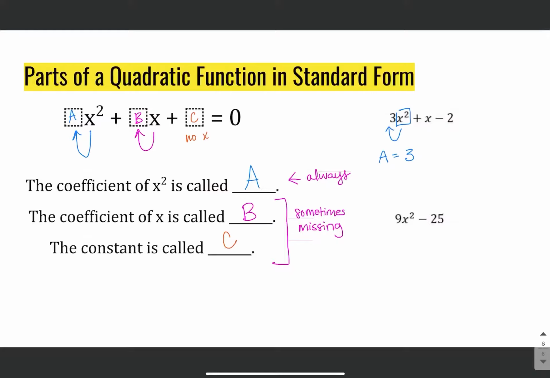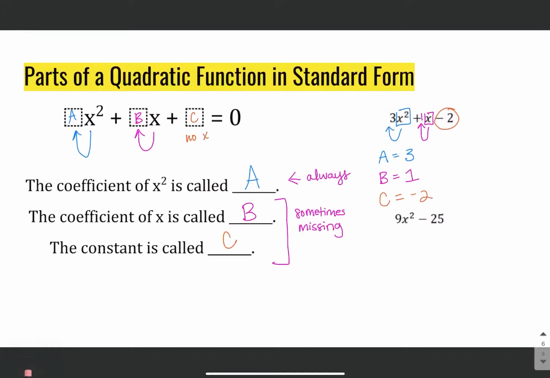My B is going to be the number in front of x. So here's my x, and the number in front, well, there's no number in front. I can assume it's a 1. So our B is equal to 1. Now, careful with C here. C has no x value. It's your constant. But it's not just a 2. It's a negative 2. So C is equal to negative 2.